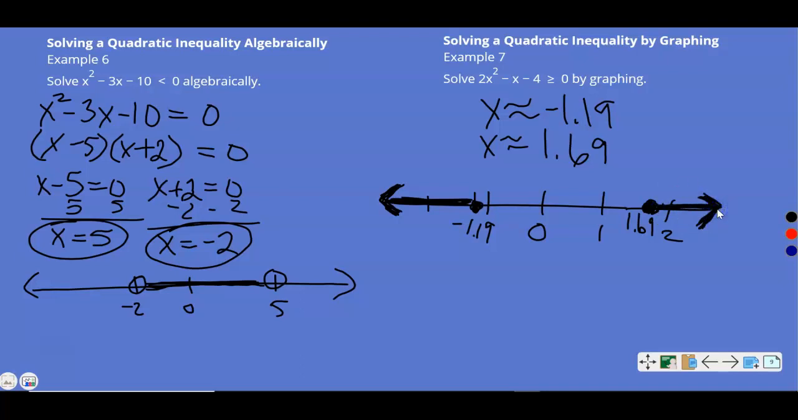So we can conclude that if we graph this on our number line, these were our 2 x-intercepts and the graph lies on or above the x-axis to the left of x equals negative 1.19 and to the right of x equals 1.69. So we can say that the solution is about x less than or equal to negative 1.19.